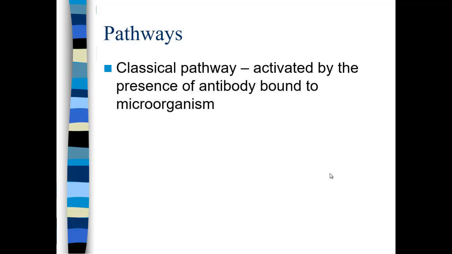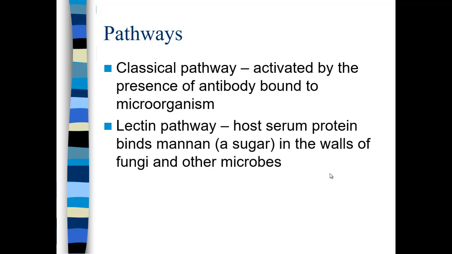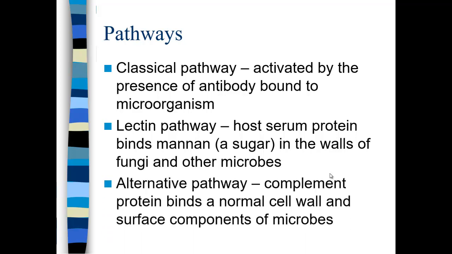The classical pathway is activated by the presence of a specific antibody bound to the microorganism. The lectin pathway is when a host serum protein, just a blood protein, binds a mannan, which is a sugar that you find on the wall of fungus and some other microbes. And then you have an alternative pathway where a complement protein binds a normal cell wall and the surface components of microbes. So there are three ways that this can be activated.